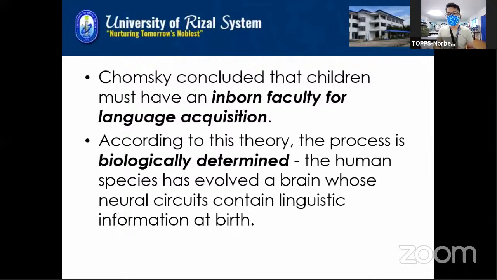Okay? So sinasabi ni Noam Chomsky na natural na sa tao na meron siyang kakayahan na umunawa ng language, may kakayahan siyang umunawa ng isang gramatika. Kaya nga lang ay kailangan na mayroong magti-trigger. Kaya nga sabi niya rito, the human species has evolved a brain whose neural circuits contain linguistic information at birth. So nandiyan na yan sa utak natin. Nasa kokote na natin yung kakayahang umunawa ng information, even at birth.